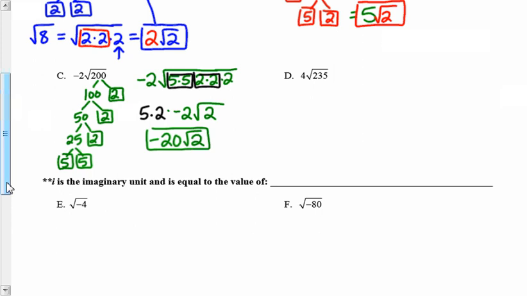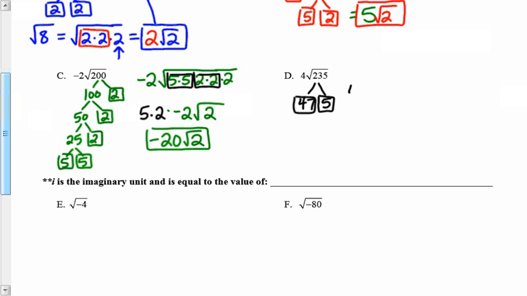Alright, so here on D we have 4 square root 235. So 235, I'm going to break down into 47 and 5. I know 5 is prime, and then 47, I can't think of any numbers that multiply to give you that. So those are our values.